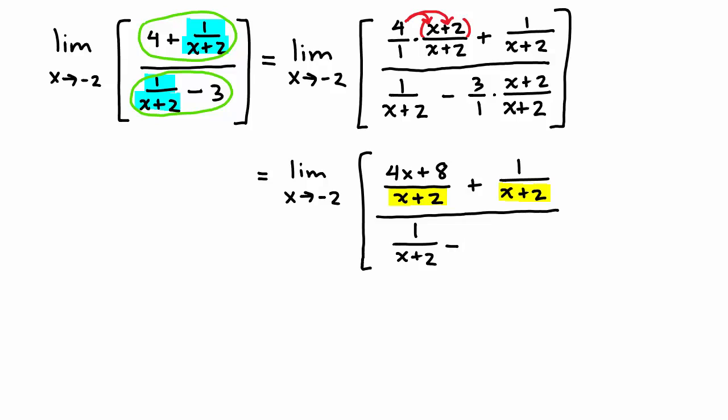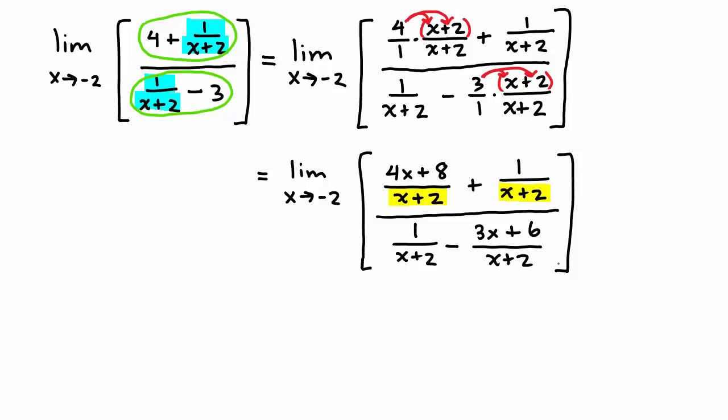And then again, this 3 is going to distribute to both the x and the 2. So we'll get minus 3x plus 6 all over x plus 2.